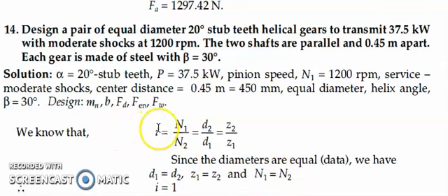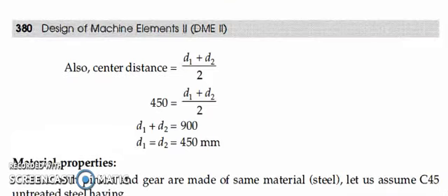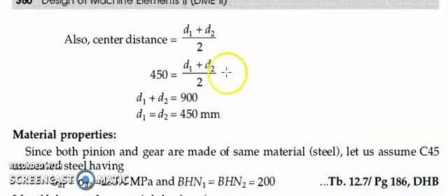Here the speed ratio i is equal to N1 divided by N2. Here D1 and D2 are the same. So from this equation we can directly set Z1 equal to Z2, or i is equal to 1. Then the center distance is given. So using this equation, that is (D1 plus D2) divided by 2 is equal to 450 mm, we can take the value of D1 and D2 as equal to 450 mm.